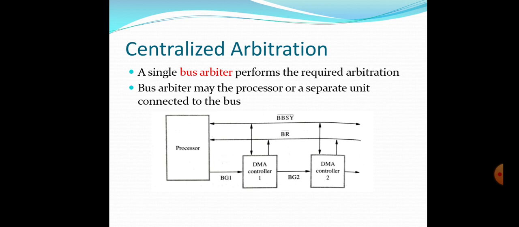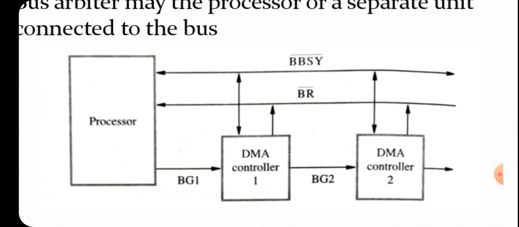This can be explained by this block diagram. Here you can see a processor, DMA controller 1, and DMA controller 2. These two DMA controllers are connected to a common bus request line. If any device needs to request bus control, it will raise the bus request line. On receiving this bus request signal, the processor issues a bus grant signal to the first device connected to it, that means the device that is electrically nearer to the processor.